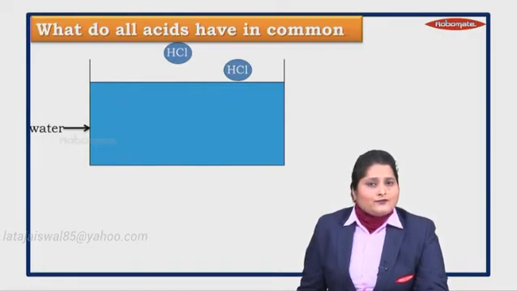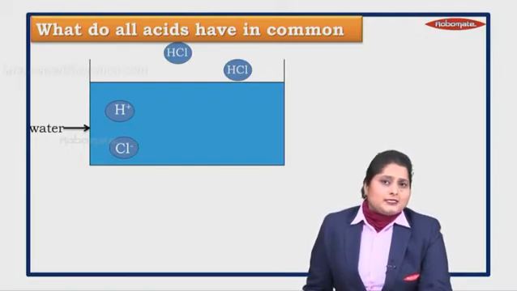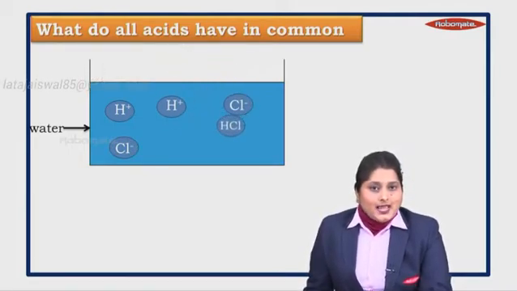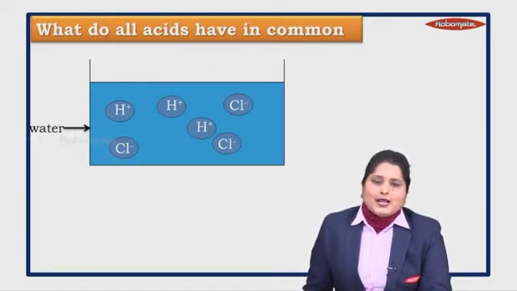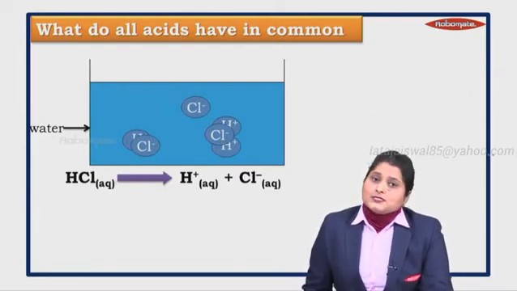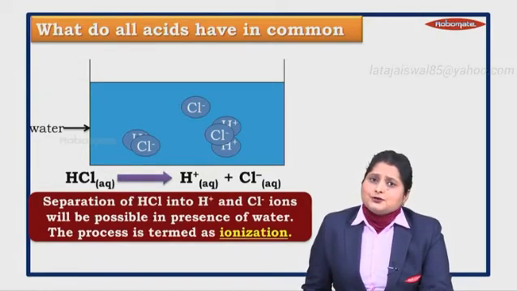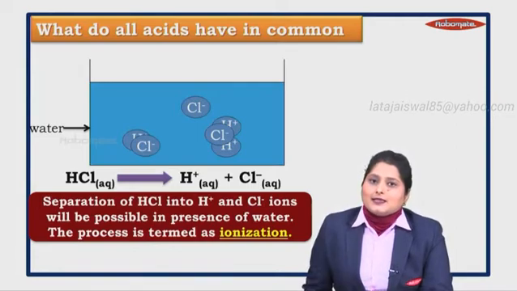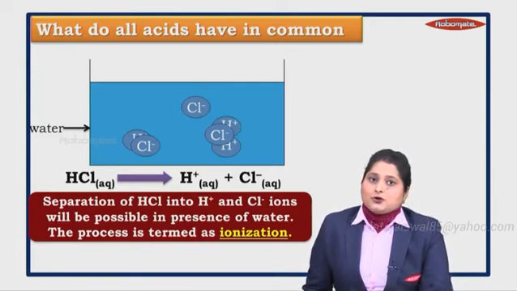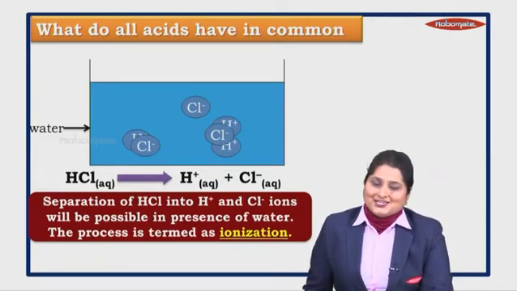Now the moment we add a few molecules of HCl in water, as we have already learned before, it is going to dissociate into H+ and Cl-. And that is how the most common thing in all acids is the release of hydrogen ions. So we say HCl dissociates into H+ and Cl-. So we write here, separation of HCl into H+ and Cl- ions is only possible in presence of water. And this process is called ionization. So HCl splits into H+ and Cl- only because of water, which is called ionization.